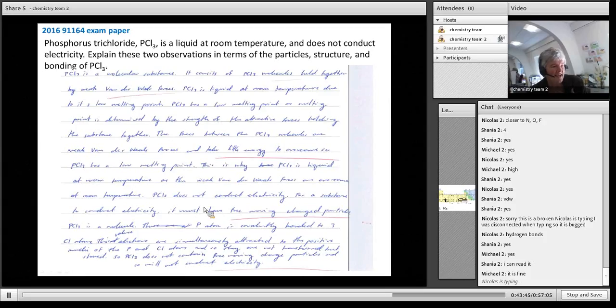Okay, and then he's got to explain, don't just talk about the liquid, talk about the other macro property, which is that it doesn't conduct electricity. So you've got to basically say it doesn't have any charged particles that are able to move through the substance to conduct electricity. So something along those lines. So he's spelt it out. The electrons are localized in the PCl bonds and so on and so forth. Okay. So there's no free moving charge.